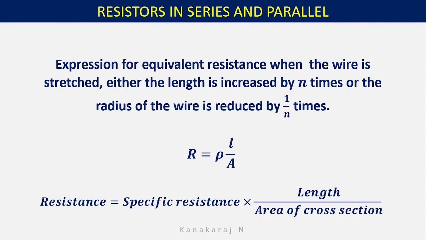The specific resistance of the material is constant, but the resistance of the material changes with length. As you increase the length, the resistance of the material increases. When you decrease the area of cross section of the material, then the resistance will increase. So let us go for the subject.